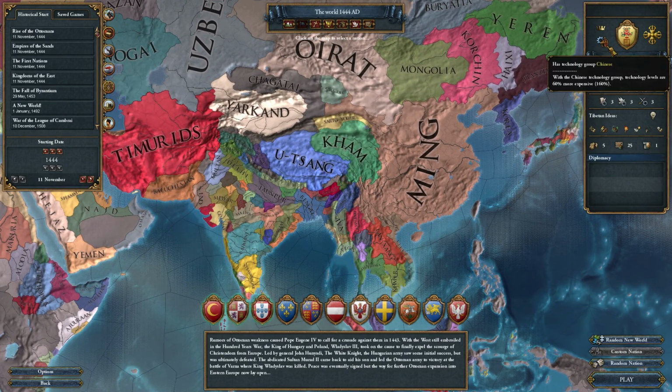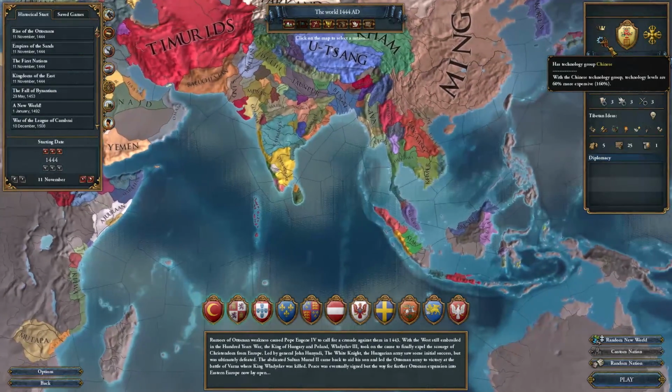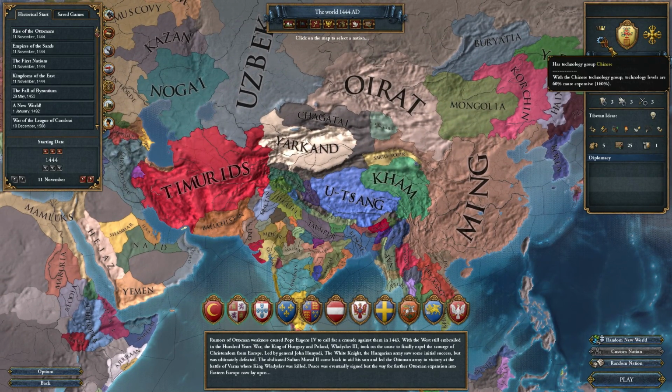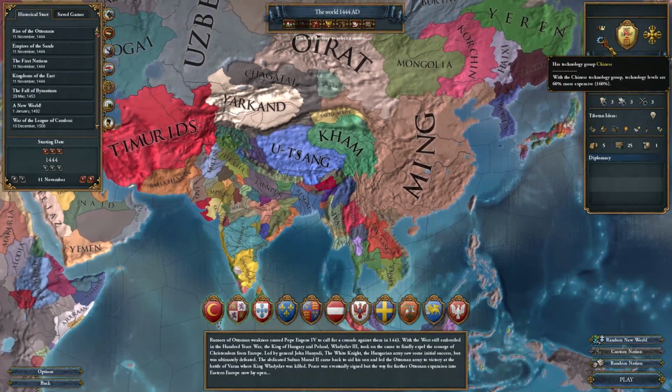Which means that the farther west you go, the more you want to westernize, which is the process that a nation has to go through when they're not a Western tech group to become a part of the Western tech group. And this is to symbolize the rest of the world falling behind Europe as the age of colonization dawns on the world.